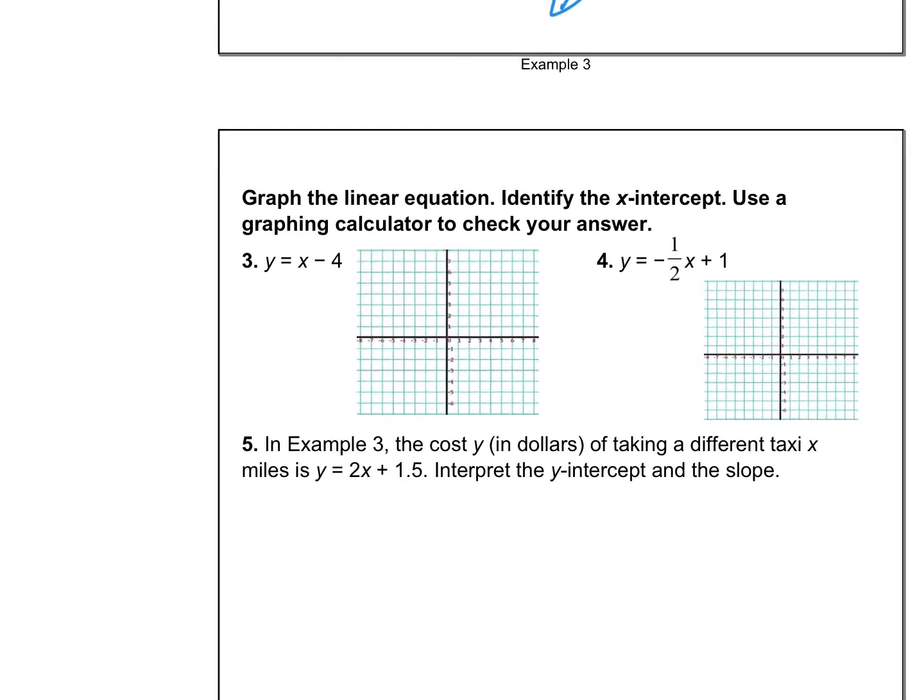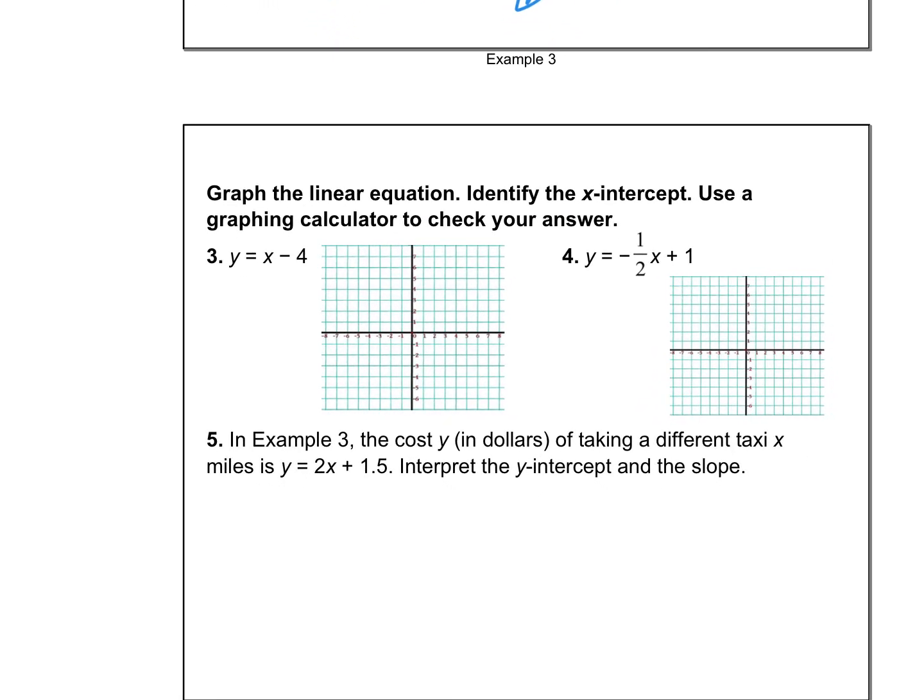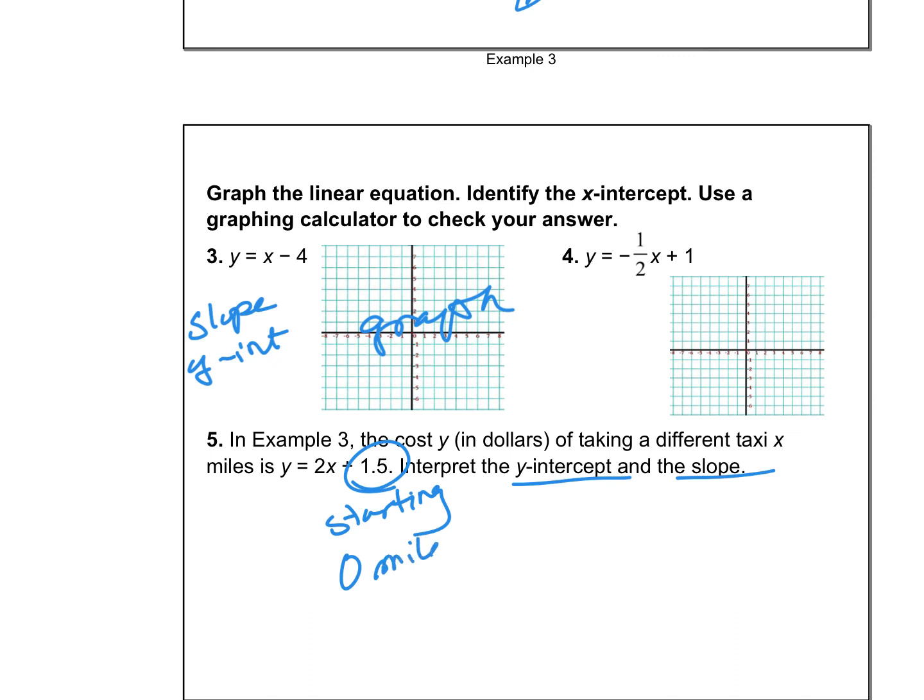So you've got to be able to do a couple of things. You've got to be able to tell what the slope is, what the y-intercept is, and then you should be able to graph it. And you're going to be able to tell me what the y-intercept and the slope are here. In the taxi example, our y-intercept is where they started. That's always our starting point. So at 0 miles, that's how much they're charging us. And our slope is how much they're charging per mile. So you should be able to explain what that is.